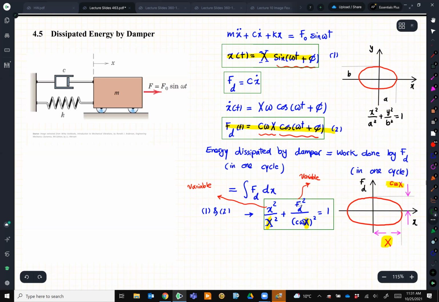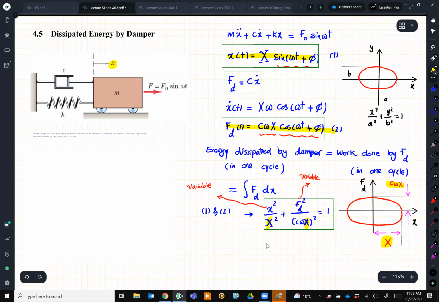So x and FD are changing. They are a function of time and position, and they change. This is x. But capital X, like this capital letter X, is a constant. C is a constant, omega is constant. So this is an equation for an oval, right?